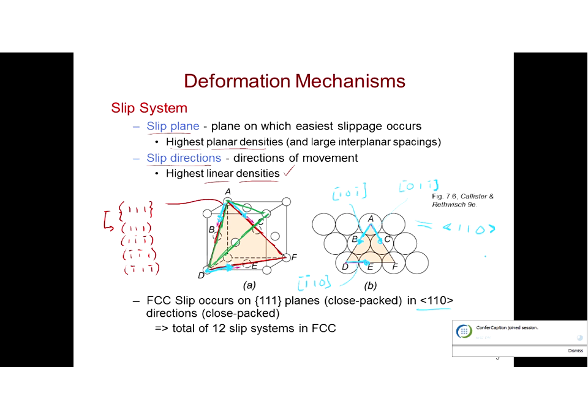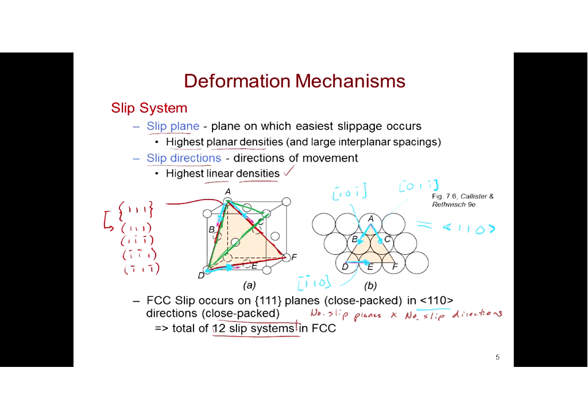All right, so how many combinations of possible slip systems are there in this crystal cell? There are 4 different planes that could possibly slip, right? And then within each one of those planes, there are 3 possible directions. So the total is the number of slip planes times the number of slip directions. In this case, a total of 12 slip systems in the FCC cell. Okay.